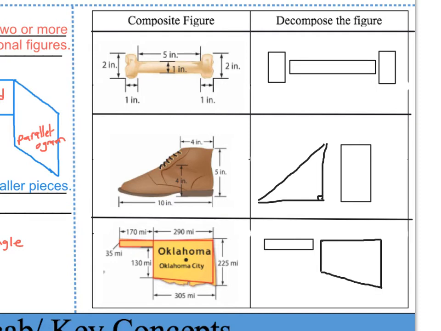So all composite figures can be broken down into basic shapes. In previous lessons, we've learned how to find the area for rectangles, trapezoids, parallelograms, and triangles. So if you can break these shapes down into basic shapes, then you can find the area of these composite figures. So let's use these key concepts to discuss the following examples.